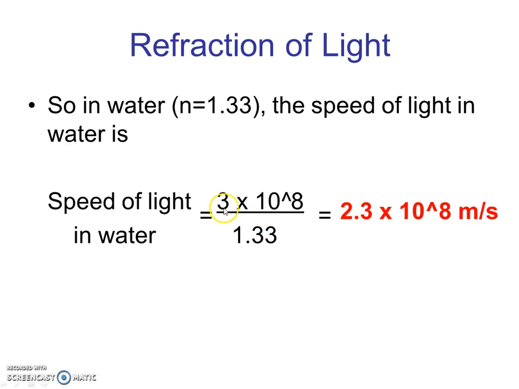So if on my calculator I go 3 times 10 to the 8th divided by 1.33, I get this on my calculator. Make sure you can get this number on your calculator. So do this calculation on your calculator. Hit the pause button and go through and do this. You have to be able to get these numbers on your calculator. So the speed of light in water is 2.3 times 10 to the 8 meters per second.